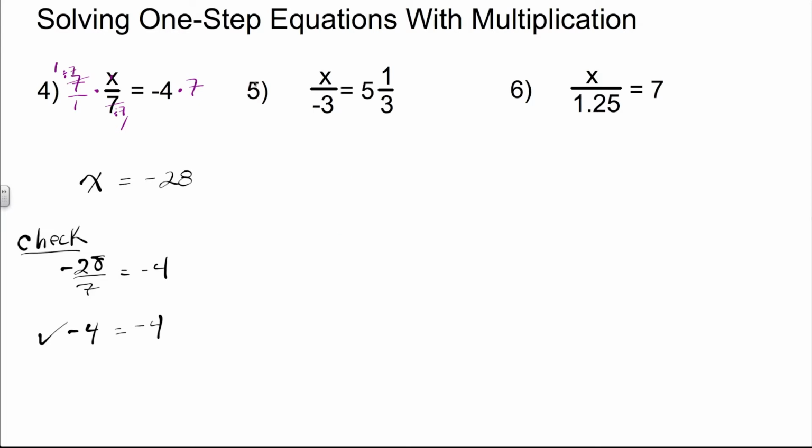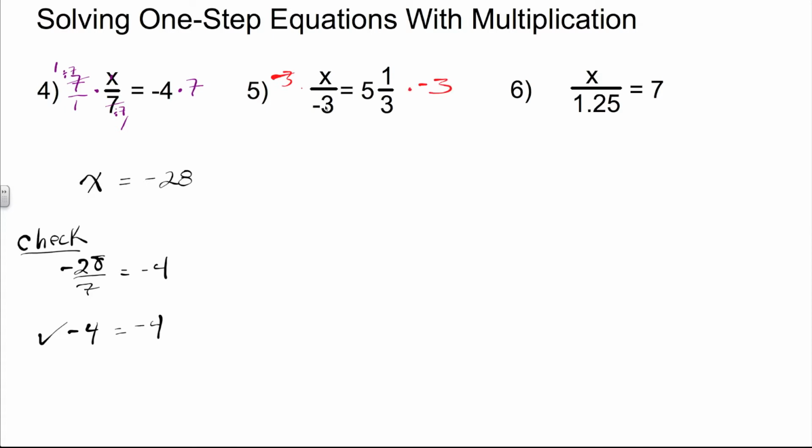In this problem, number 5, x divided by negative 3 is equal to 5 and 1/3. The only real difference between problem 4 and 5 is the fact that on the right-hand side we have a mixed number, not an integer. So to solve this problem, on the left-hand side, x, the variable, is being divided by a negative 3, so we'll multiply each side by a negative 3.